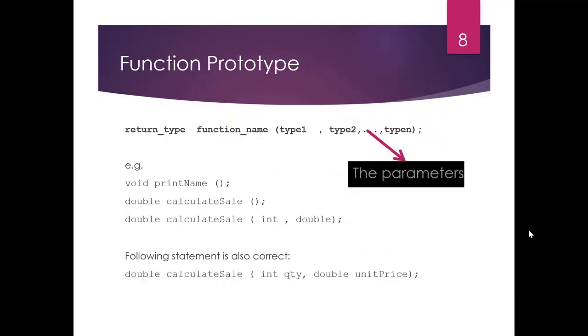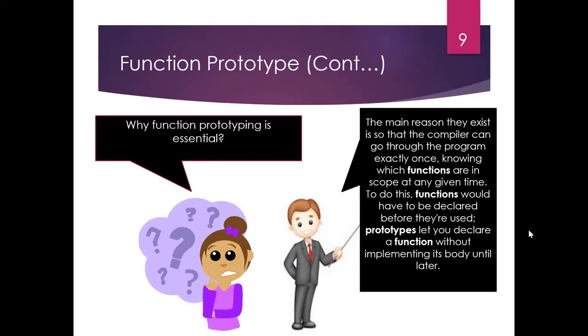And also, why is function prototyping essential? The main reason they exist is so that the compiler can go through the program exactly once, knowing which functions are in scope at any given time. To do this, functions would have to be declared before they are used. Prototypes let you declare a function without implementing its body until later.